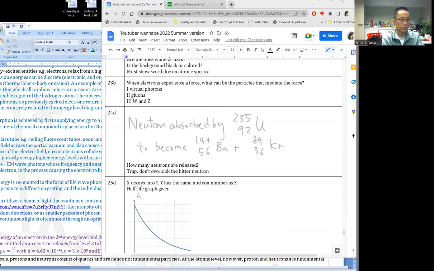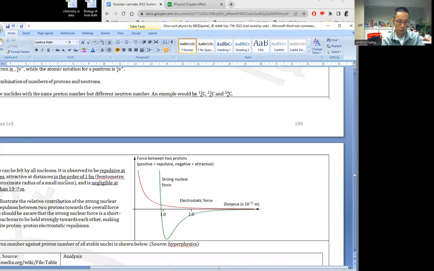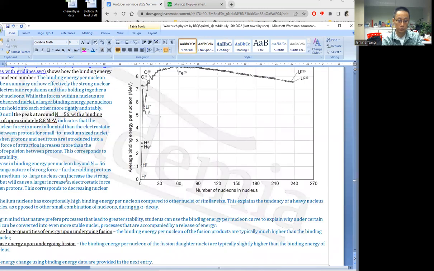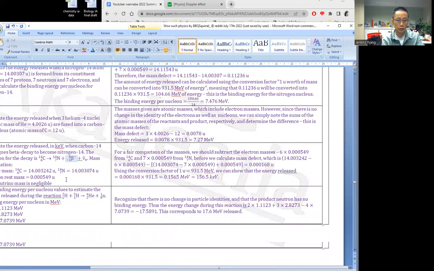Question 23 now, three statements about electrons, so particle physics. Electrons can interact through virtual photons or gluons or W and Z particles, but it turns out the middle choice is wrong, because gluons are the exchange particles that mediate strong forces. Electrons are leptons and cannot experience a strong force.